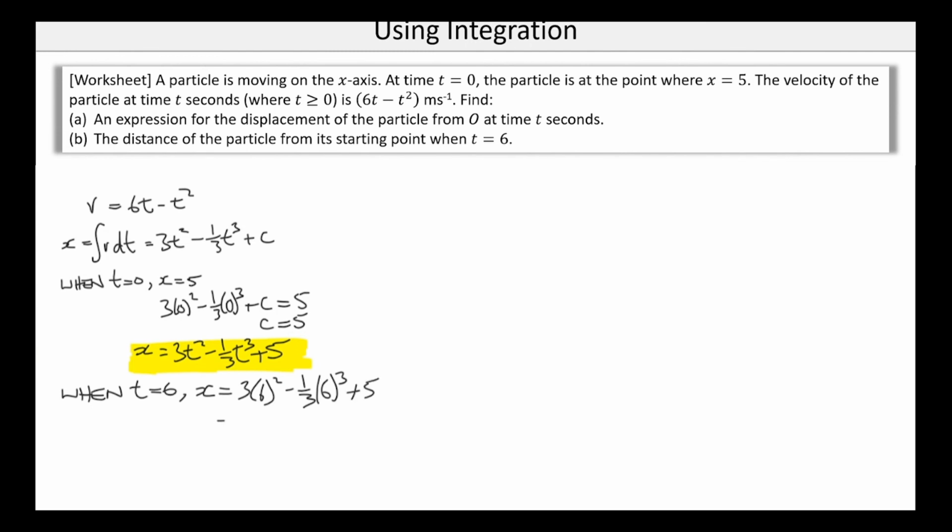And just reaching for the calculator, we get 41. So when t equals 6, the x value that the particle has reached is 41. Well, the distance travelled is not 41 because this particle started on 5 on the x-axis. So we know that the particle is now at 41 on the x-axis, but it started at 5 on the x-axis. So the distance it's travelled is the difference between the two. 41 subtract 5, and that gets us 36. 36 meters have been travelled since the start of this particle's journey.